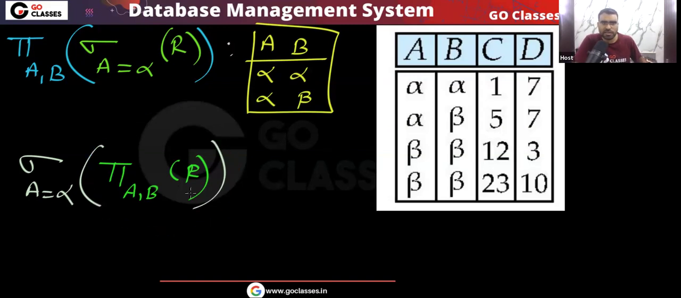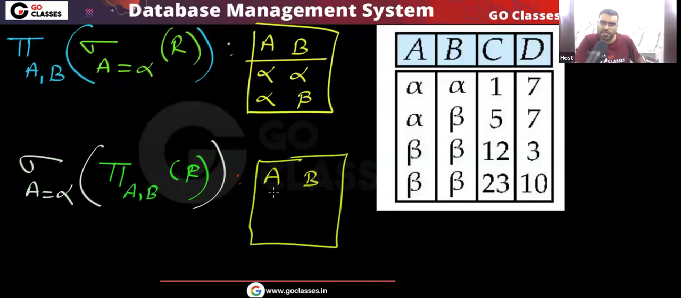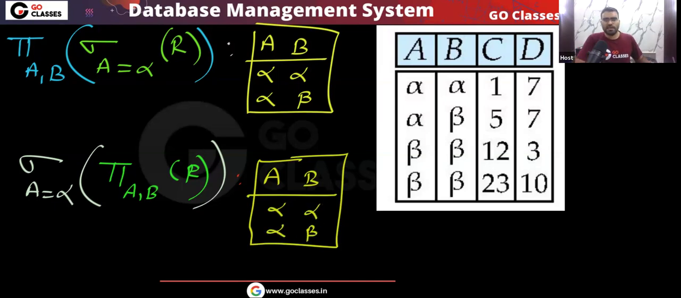First I project AB, and then where A is alpha. So finally I get alpha alpha, alpha beta. Are they same? Yes, they are same. So tell me why they are becoming same. Did you notice? In this example, I can commute.